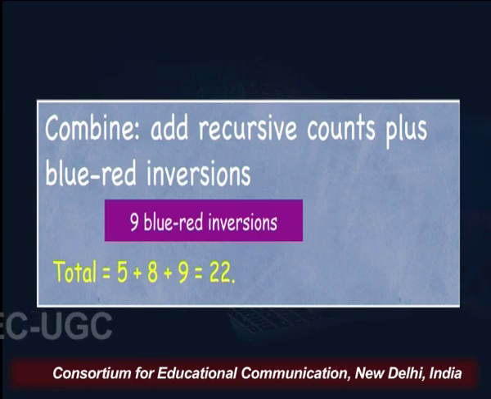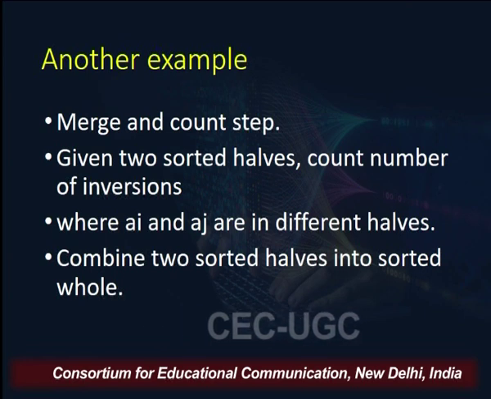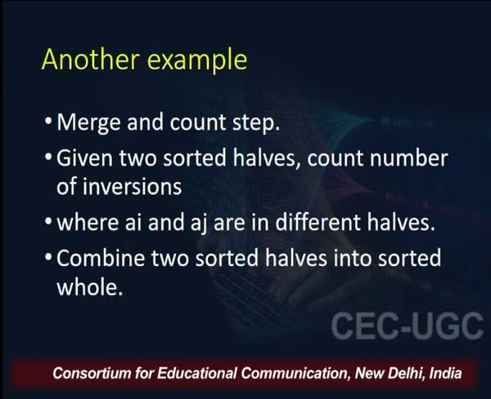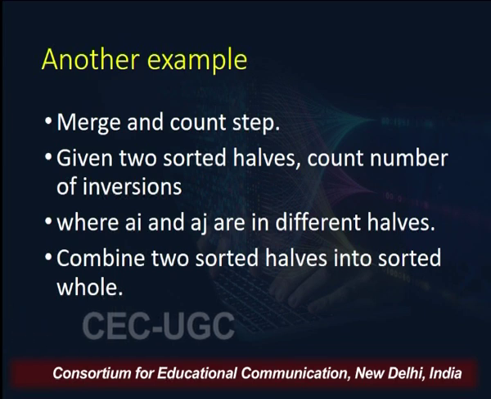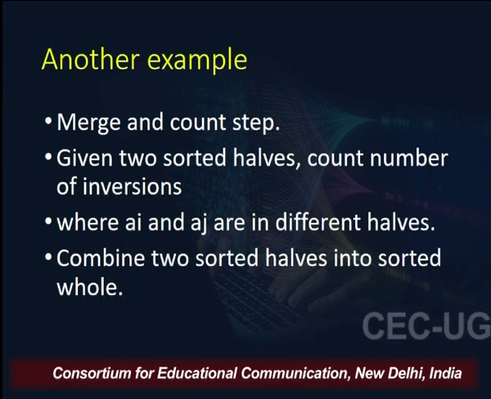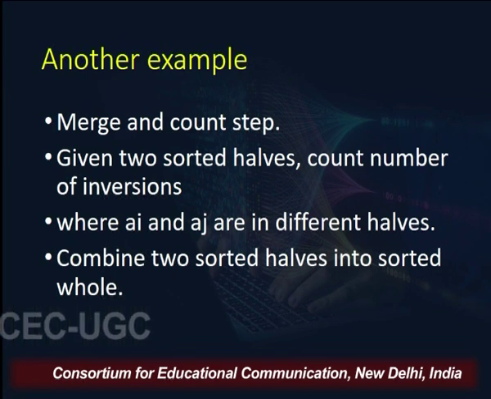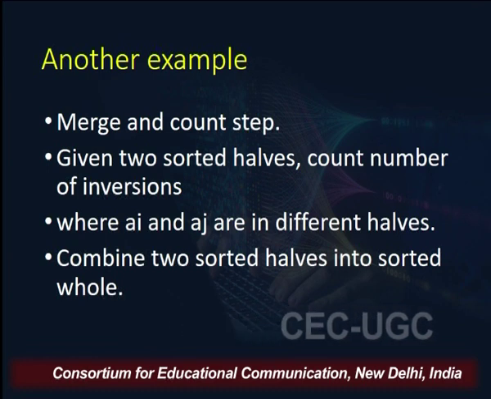Now, for the sake of clarity, let us recall what we are going to do. Basically it is about merging and counting. If we are given two sorted halves, we are going to count the number of inversions where ai and aj are in different halves, and then we will combine the two sorted halves into a complete sorted list.